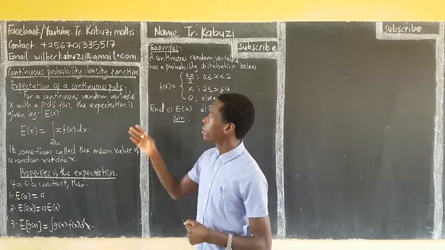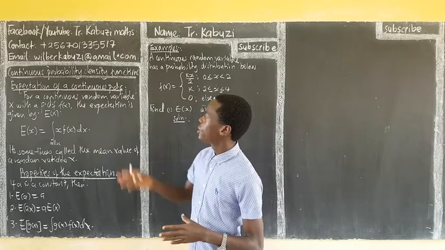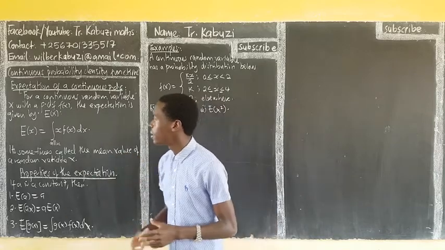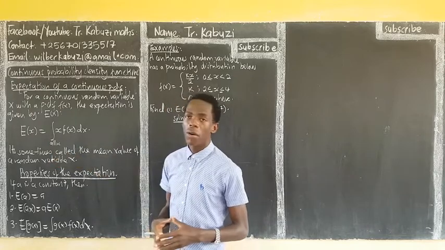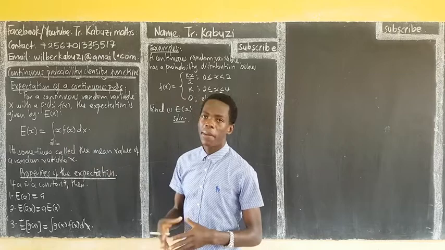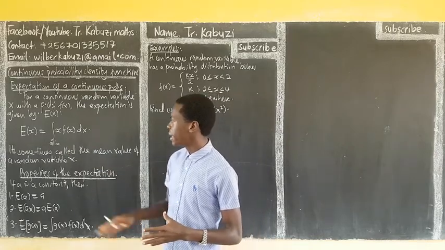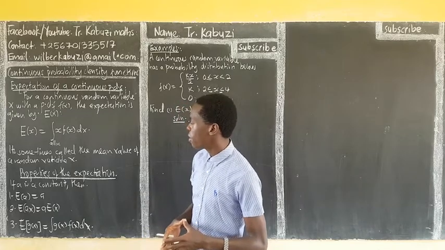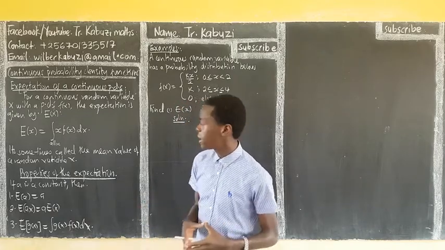Now, for a continuous random variable x with the PDF f of x, the expectation is defined as the integral over all values of x of the function x multiplied with the PDF for that random variable. As simple as that. It is sometimes called the mean value of the random variable x, sometimes denoted with mu, as we saw in the expectation.